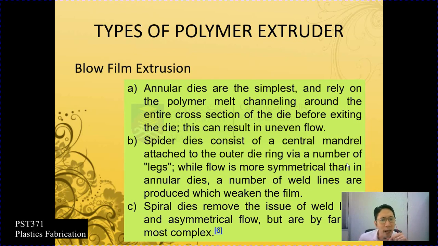And then we have a spiral die, remove the issue of weld lines. Okay, tadi kita ada spider die yang ada kelemahan dengan weld lines so that we come up with the spiral dies which remove the issue of the weld line and asymmetrical flow but are by far the most complex. Although, dia paling bagus lah. Tapi dia lebih complex and more likely the production slightly lower. In order to achieve a dimension, the thickness, and etc.